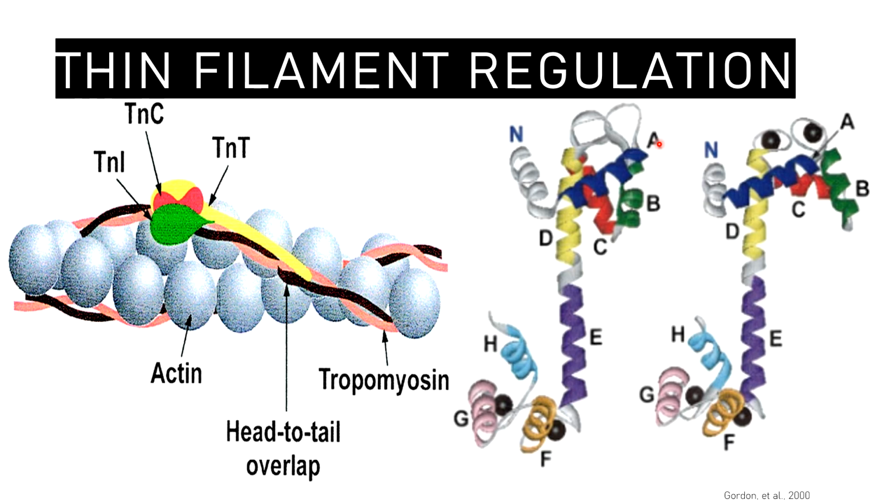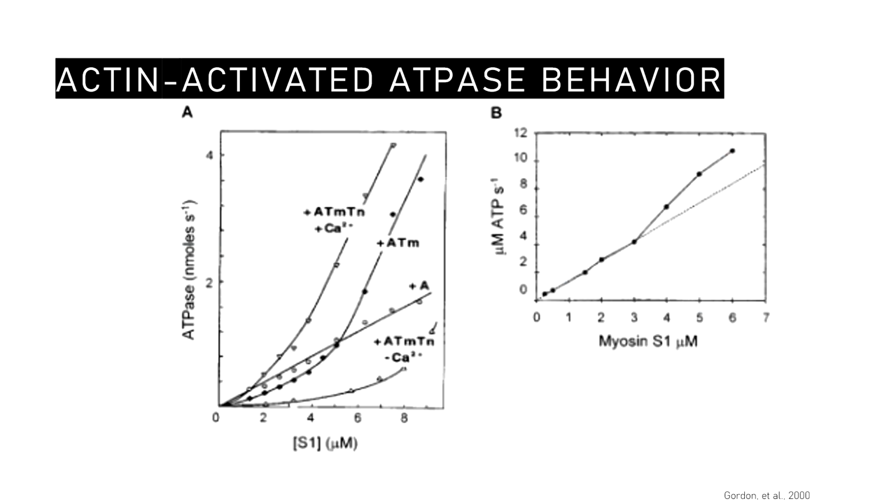You have A, B, and C helices interacting closest with the actin, helping position the tropomyosin over the myosin binding sites. D and E helices stabilize the coiled core, maintaining the rigidity. F, G, and H helices interact with the troponin complex, especially troponin T, which anchors troponin to tropomyosin.